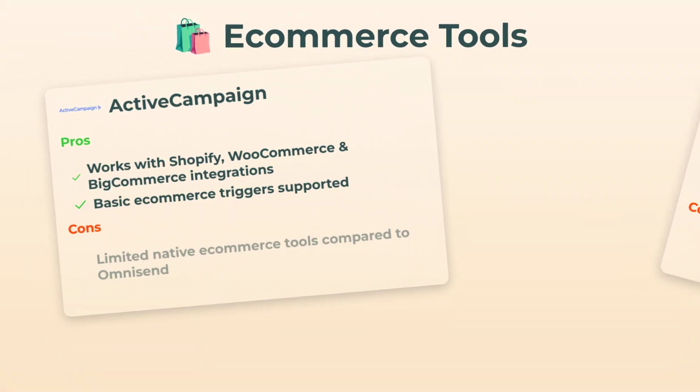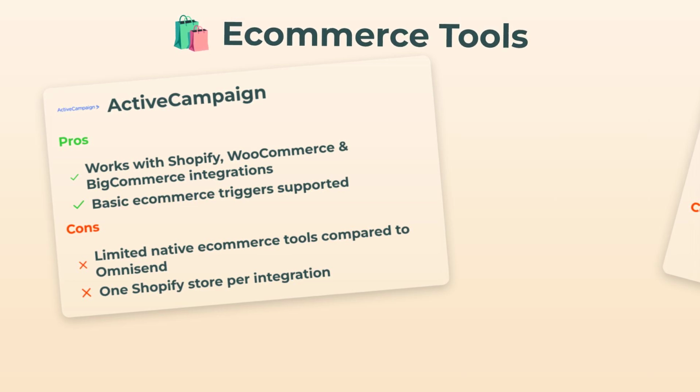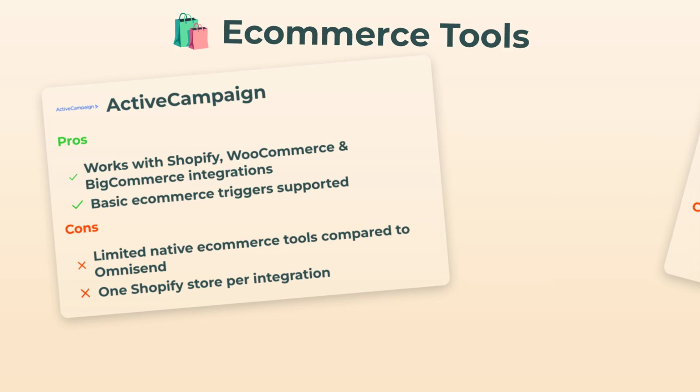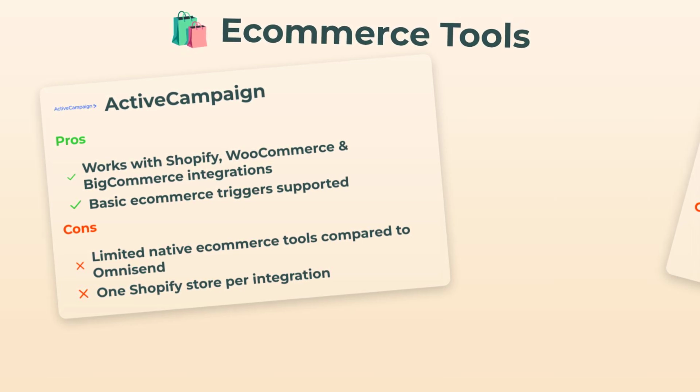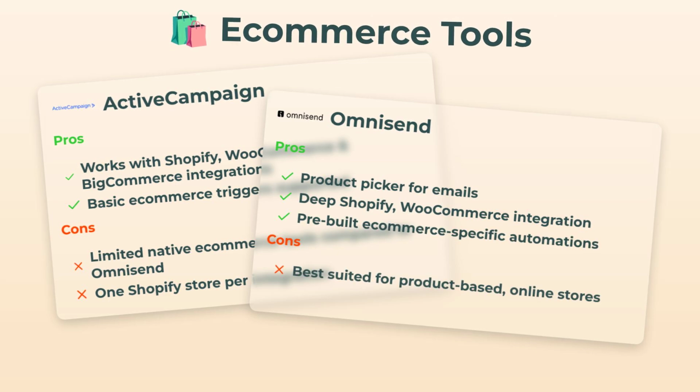Now, this is where Omnisend really struts its stuff. First, ActiveCampaign does play nice with the big names like Shopify, WooCommerce, BigCommerce, and you get some basic triggers for e-commerce automations. But honestly, their native e-commerce features are pretty bare bones, and get this, you can only connect one store per integration. Now, flip to Omnisend, it's built for e-commerce from the ground up.